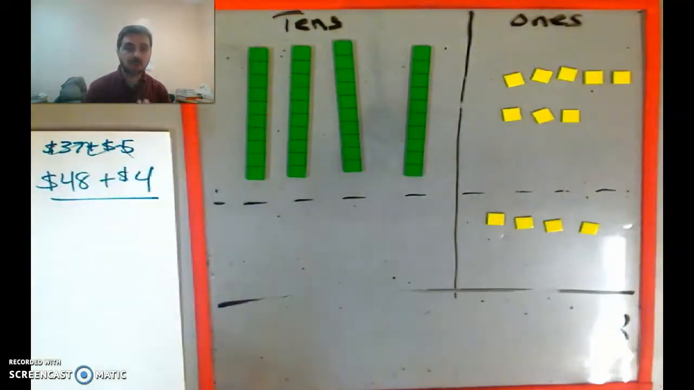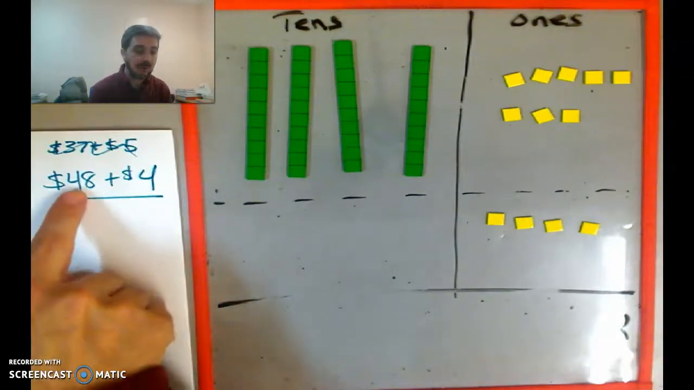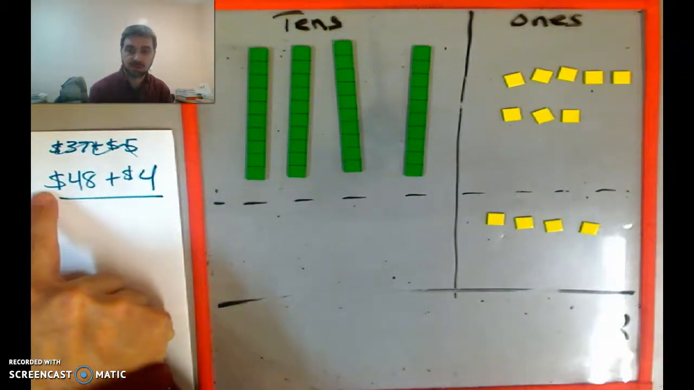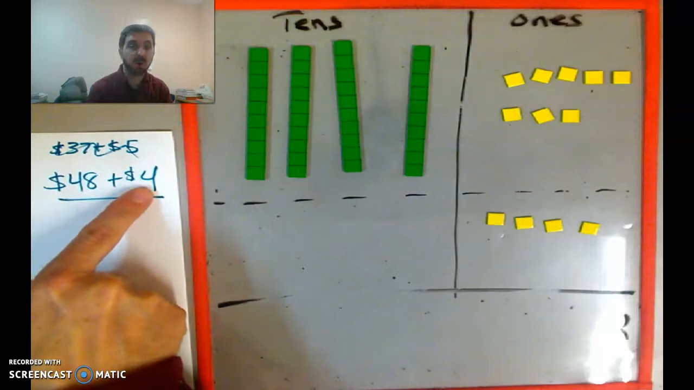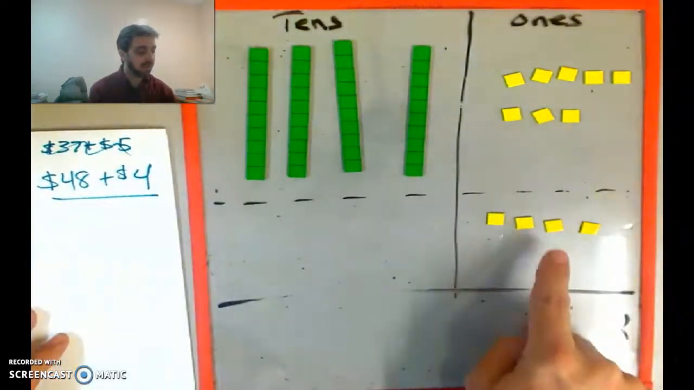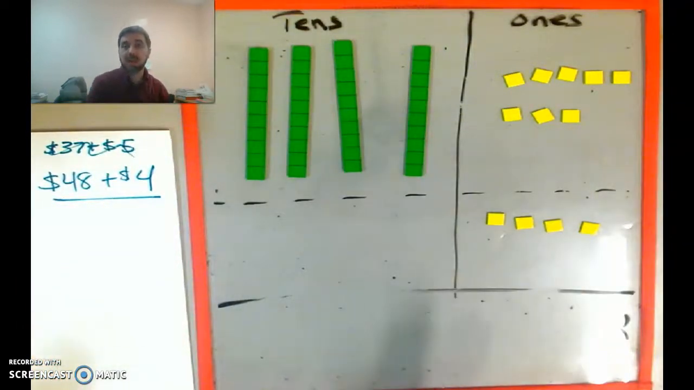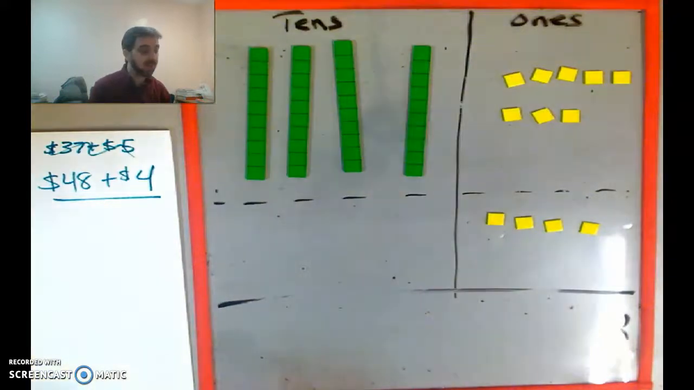All right, boys and girls. So I've already put out a problem down. If we were adding $48, there's your dollar sign, plus $4, so here's your 48, and here's your $4, what would you get for an answer? You're going to need to regroup in the ones place.